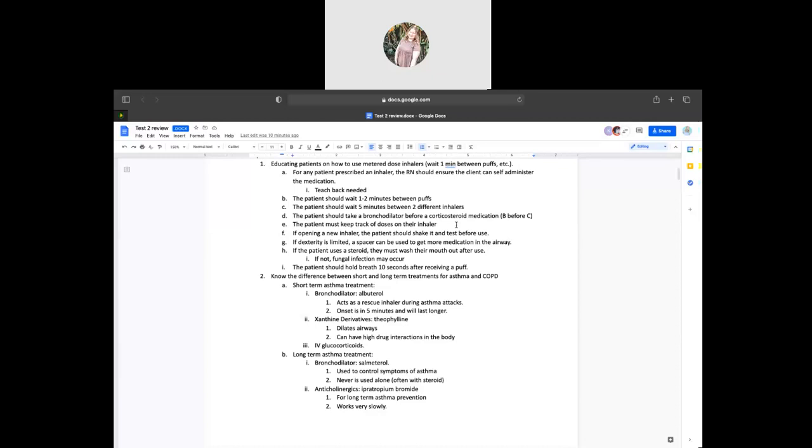Remember, the process of opening that new inhaler: they always need to shake it and test it before use. They can use a spacer if needed to get more medication to the airway. If the patient uses a steroid, this is key information. They have to wash their mouth out after use because we don't want a fungal infection to occur from that steroid medication. That's why we also need to wait 5 minutes between those inhalers because we don't want any infections to occur. The patient should hold their breath for 10 seconds after receiving a puff because that's going to allow enough time for that medication to reach the lungs and to start to work.